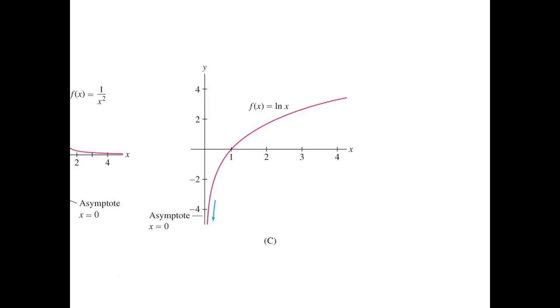How about a horizontal asymptote? That looks like it's leveling off, sort of. Does it ever level off?